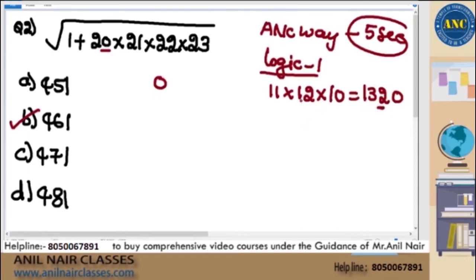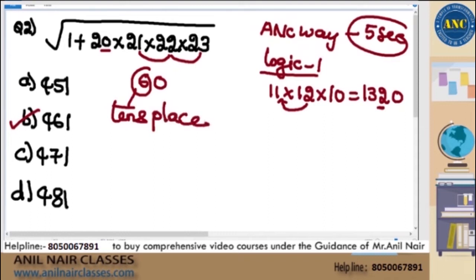What is the tens place? The tens place is the product of the remaining unit digits. What is the product of the remaining unit digits? 1 2s are 2, 2 3s are 6. The tens place should be 6. Only one option has tens place 6. This is logic 1. You will solve simplification questions in less than 30 seconds if you follow all of these.